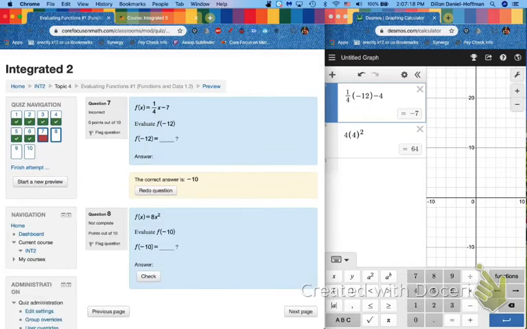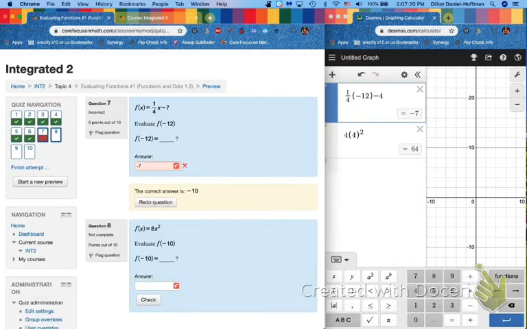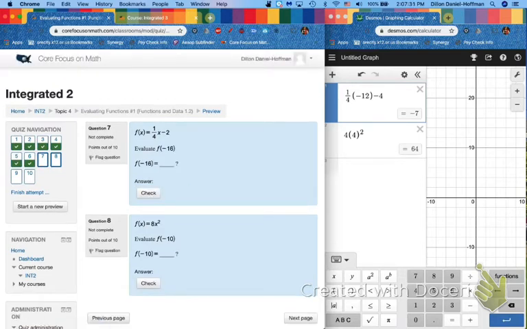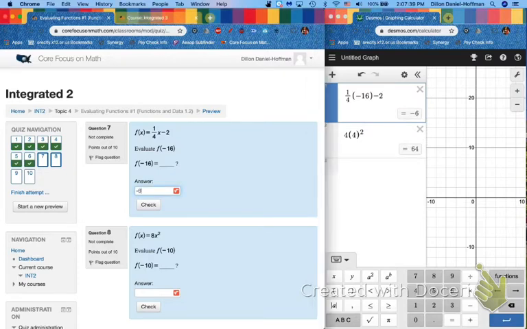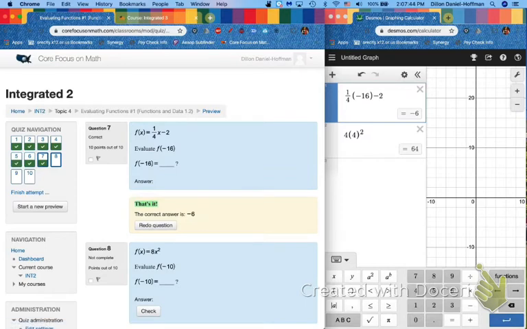Oh! Did I plug in the wrong number? 1/4. Oh, I forgot to change the -4 to a -7. Drat. Okay. Well, don't make the same mistake I did. But again, think smarter, not harder. 1/4 now, -16, -2. Even though I had to redo it, it's going to take 10 seconds total, because I can just fill in, this time correctly, my old equation.